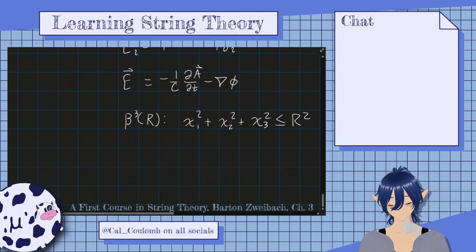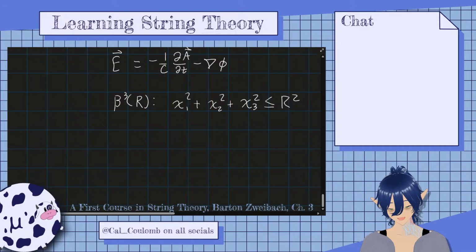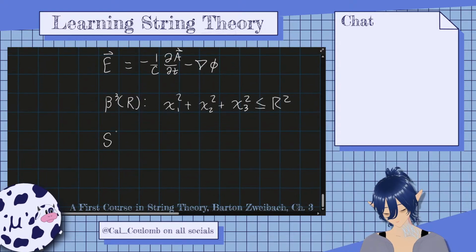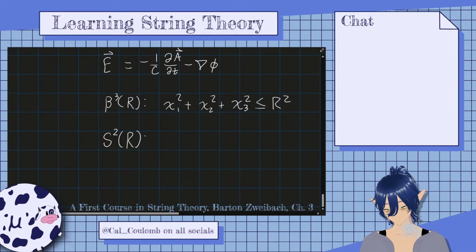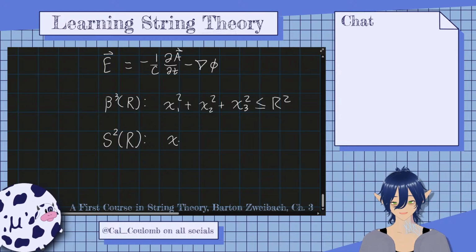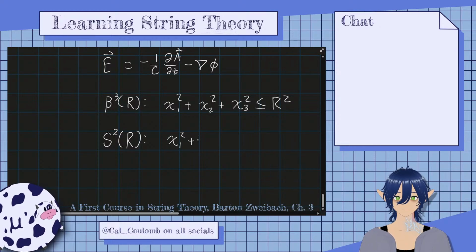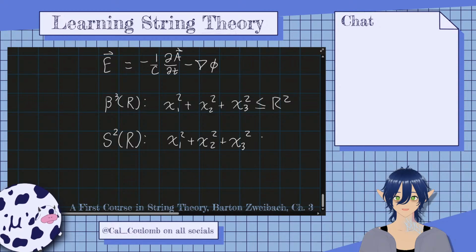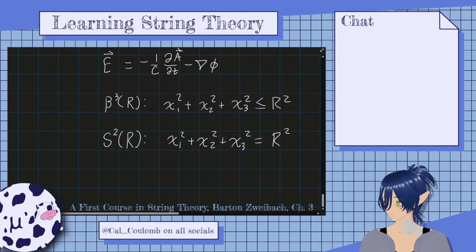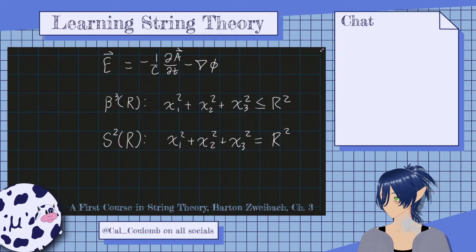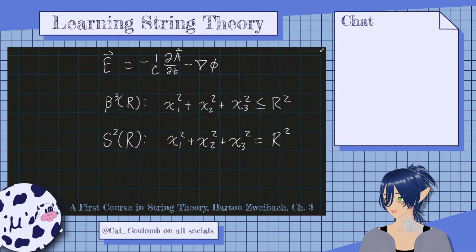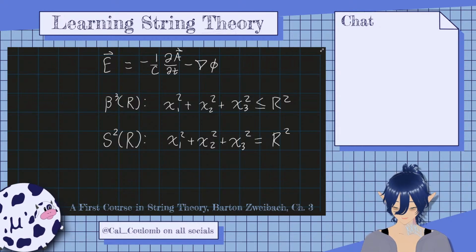All right. The region enclosed by the 2-sphere S2 of R is x1 squared plus x2 squared plus x3 squared equals r squared. So not less than or equal to, it's just equal to. So a sphere is specifically the shell of what we would consider a sphere, whereas the ball is when you consider the surface and all of the points that it encloses.